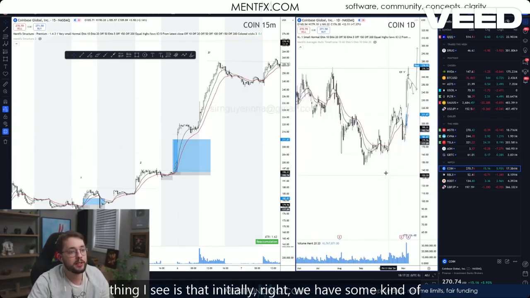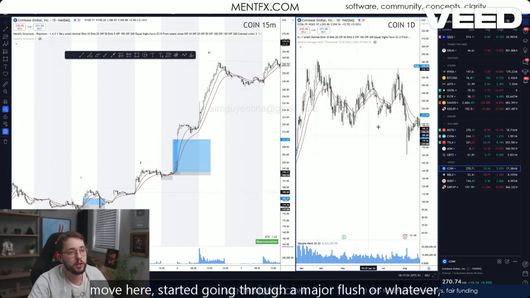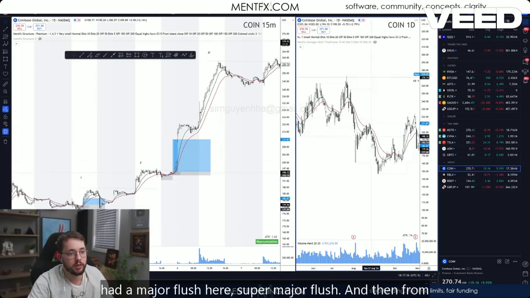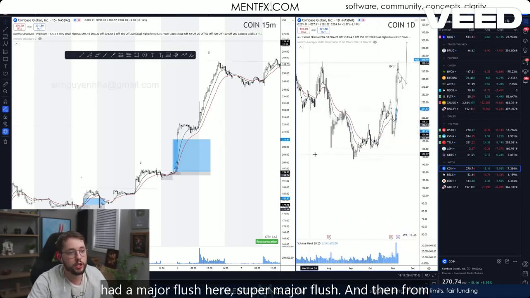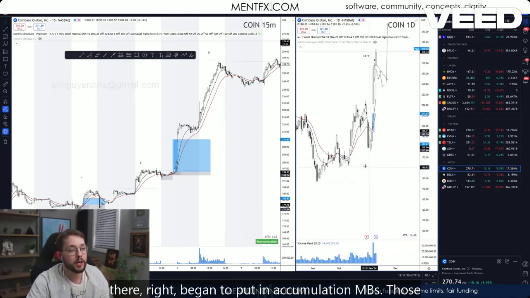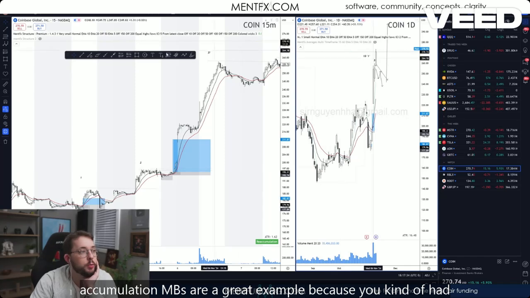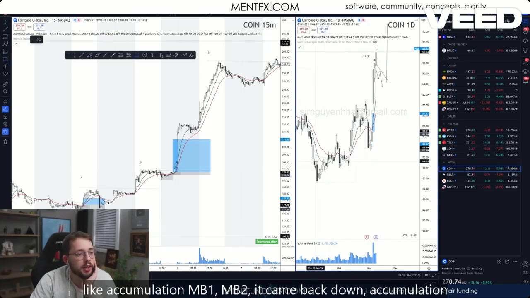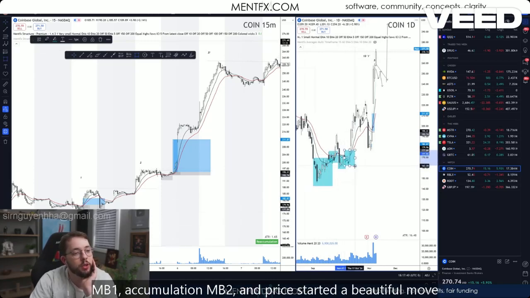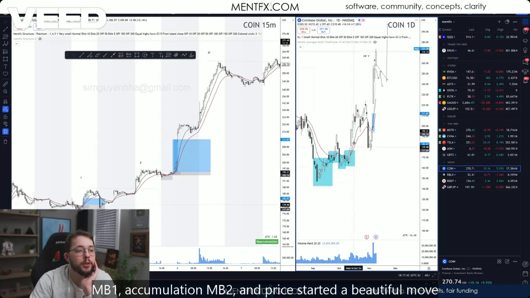Well, the first thing I see is that initially we had some kind of move here, started going through a major flush, super major flush. And then from there, began to put in accumulation MBs. This is a great example because you had accumulation MB1, MB2, it came back down, accumulation MB1, accumulation MB2, and price started a beautiful move higher.